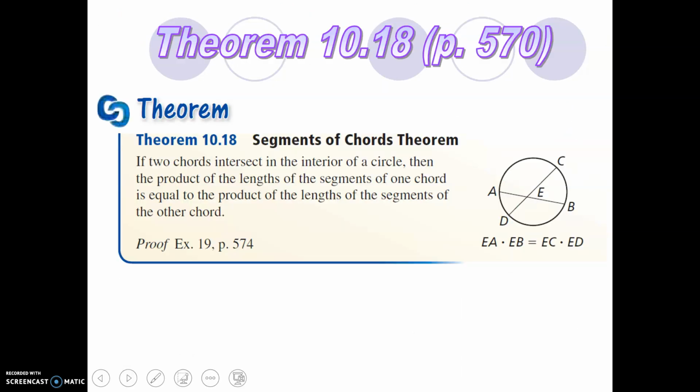I want you to focus on this theorem right here, Theorem 10.18, on page 570 of your textbook if you'd like to refer to it. It is called the Segments of Chords Theorem. I'm going to read it out for you, and then I'll give you a more simplified version on the next slide. The theorem says, if two chords intersect in the interior of a circle, then the product of the lengths of the segments of one chord is equal to the product of the lengths of the segments of the other chord.